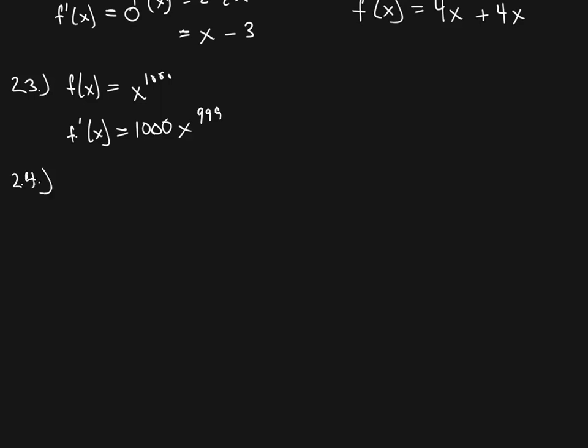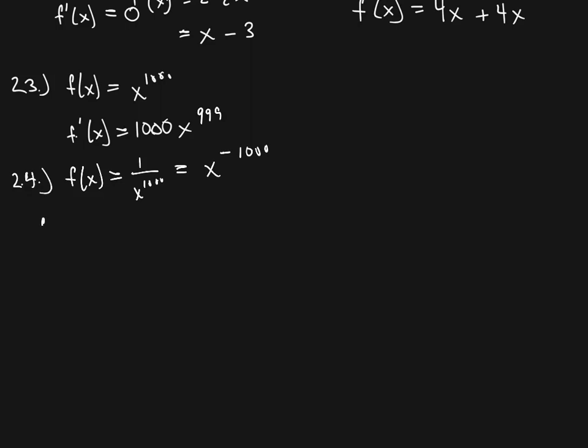Problem 24 is very similar. For problem 24, f of x is equal to 1 over x to the 1,000. Now, of course, again, this is where those exponent rules come in handy and are worth knowing, and the rules about fractions, that this is simply equal to x to the minus 1,000. Right, so that's all that is, x to the minus 1,000.